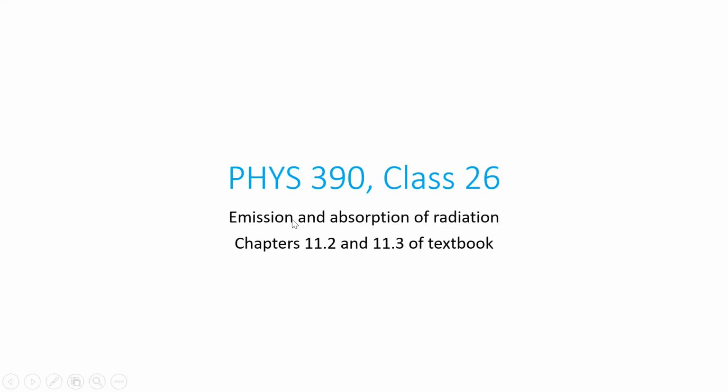We'll also look at the relationships between those three types of interactions with atoms. And finally, we'll look at something called selection rules. So this is from chapters 11.2 and 11.3 of our textbook. So let's get started.